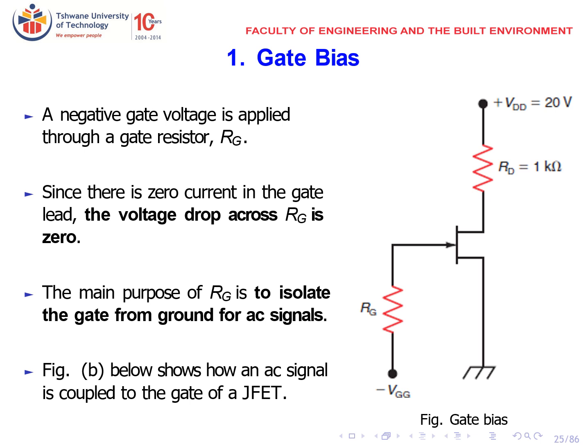A negative voltage is applied through the gate resistor RG, as seen in the figure on the right hand side. Since there is zero current in the gate leads, the voltage drop across RG is zero. The main purpose of RG is to isolate the gate from ground for AC signals. Figure B below shows how an AC signal is coupled into the gate of a JFET.